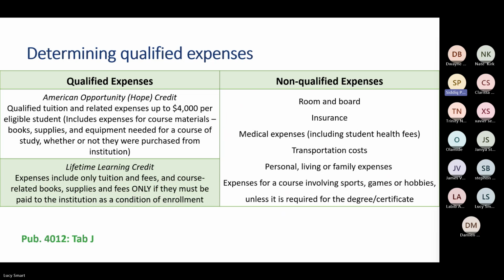But for the LLC, books, supplies, and fees only count as qualified expenses if they must be paid to the institution as a condition of enrollment. Room and board, insurance, medical expenses, transportation costs, personal or family expenses, and expenses for non-required sports, games, and courses are not qualified and cannot be counted towards an education credit.